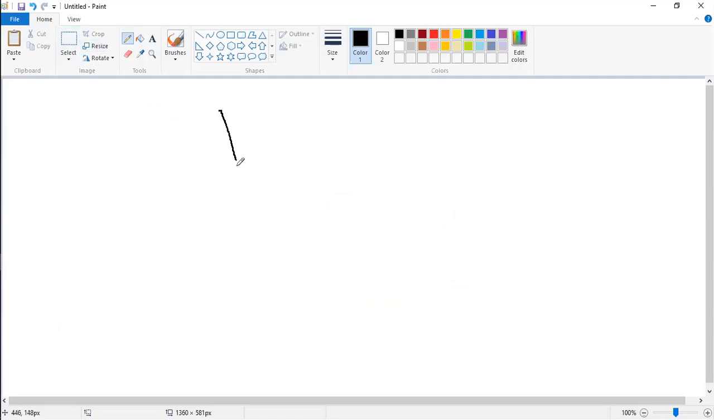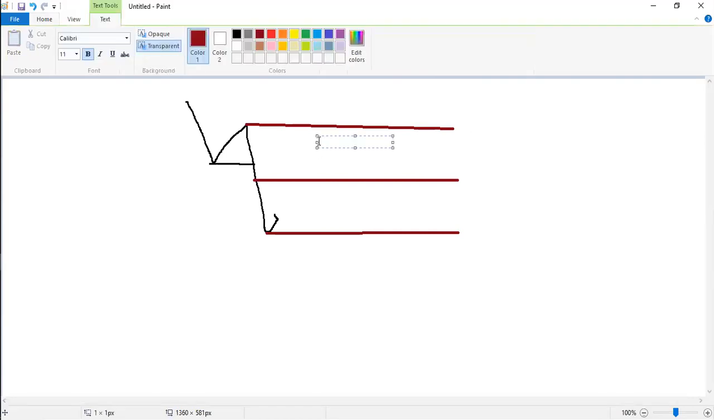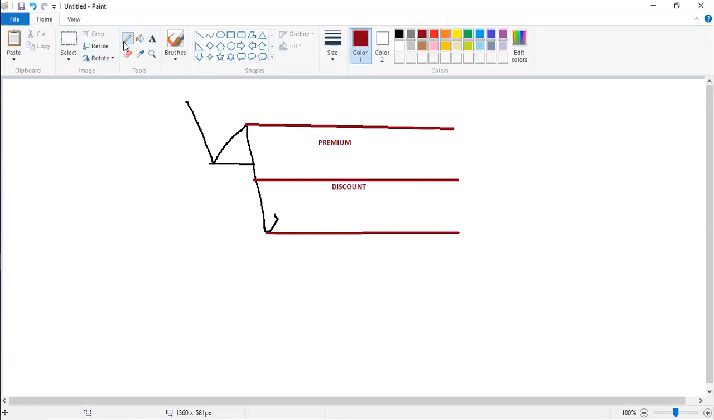Then in a downtrend, lower low, lower high, this is our BMS. So our range is this high and this low. You take your Fibonacci and put the 50%. This is premium and this is discount. In a downtrend, we are only selling in premium. Price goes to premium, we sell.